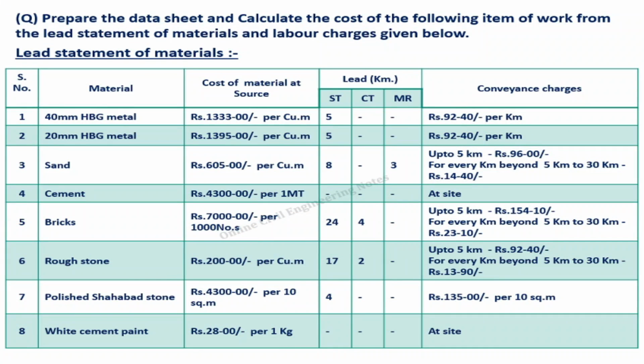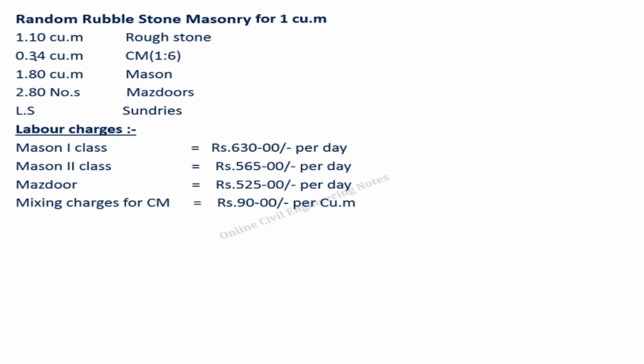Prepare the estimate sheet and calculate the cost of the following item of work from the lead statement of materials and labor charges given below. Cost of material at source, lead in kilometers and conveyance charges for different materials are given in this table. And the item of work is random rubble stone masonry for 1 cubic meter.